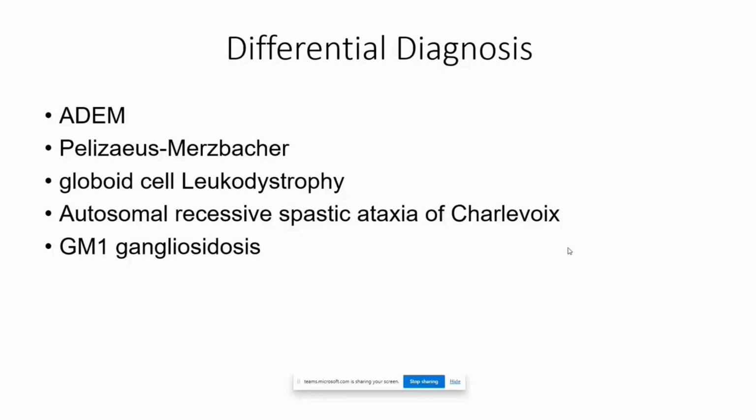Other differentials for the Tigroid pattern: some cases have been reported in ADEM, Pelizaeus-Merzbacher disease, which is a leukodystrophy, globoid cell leukodystrophy, autosomal recessive spastic ataxia of Charlevoix-Saguenay, and GM1 gangliosidosis.